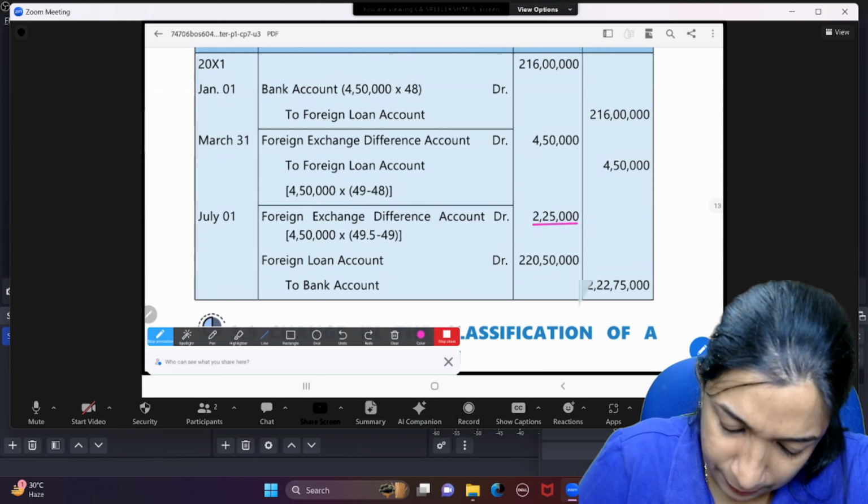Now on 31st March, whatever fluctuations will be definitely affecting me. 1 rupee increased for $1 means I need to repay more rupees for the dollars. So 1 rupee increased. Gain or loss? Of course loss. Foreign exchange loss. So I am debiting P&L. Forex loss to loan.